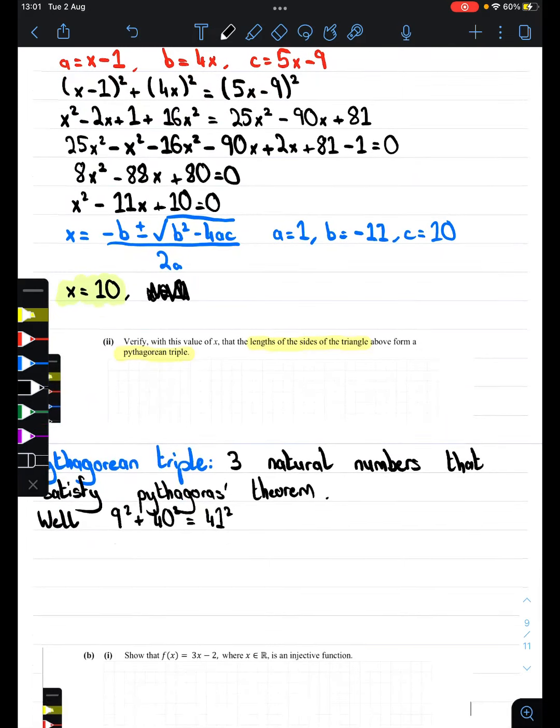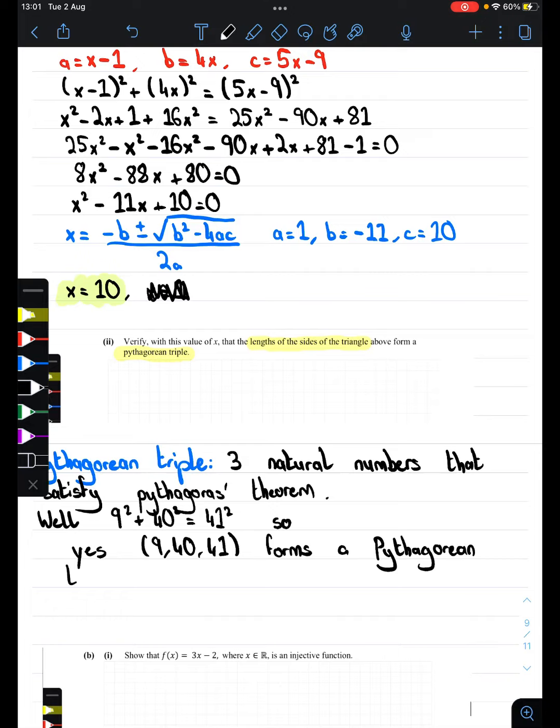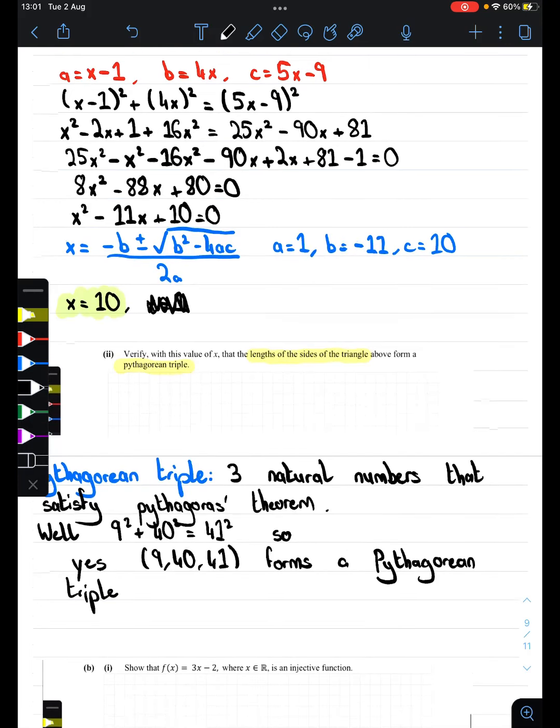So yes, 9, 40, 41 forms a Pythagorean triple. Now, that's so obvious, and it is, because that's basically how we did question 1. This question is more testing whether you know what a Pythagorean triple is. They're not really asking, does it form a Pythagorean triple? Because it obviously does if you know what a Pythagorean triple is. That's really what they're asking here.